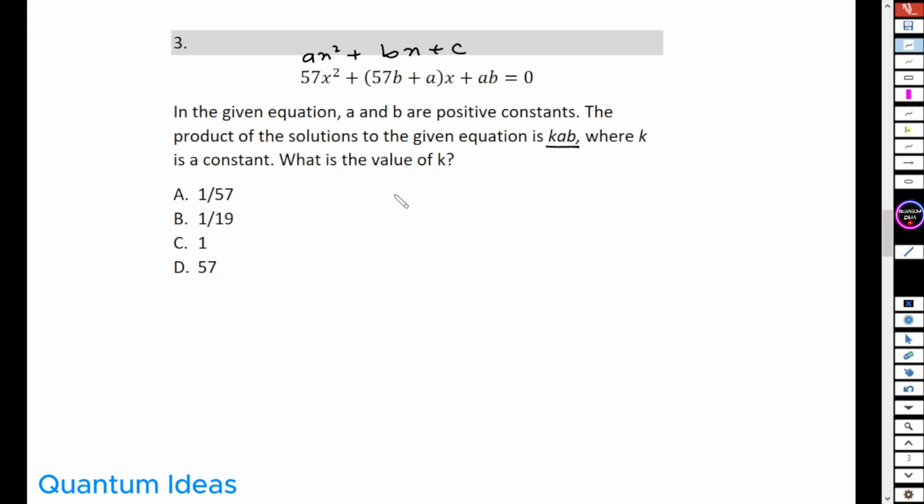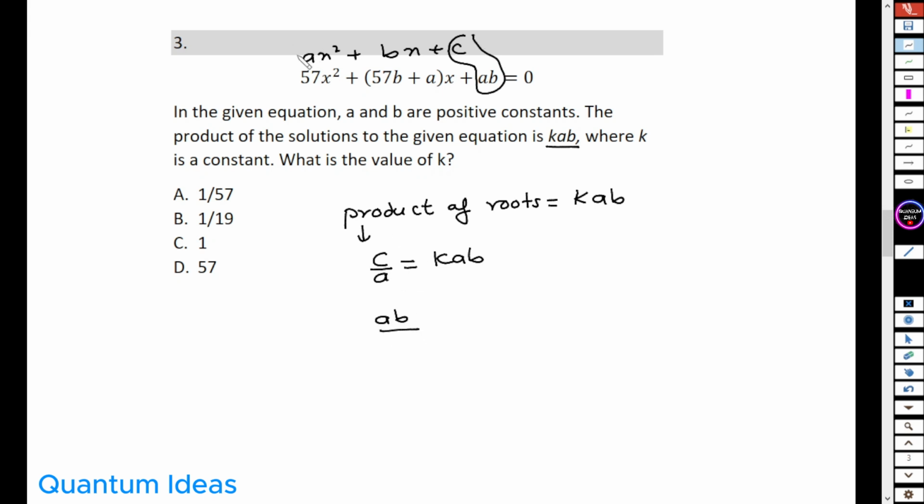Now we are given the product of its roots or solutions, that is kab. We know the product of the roots of a quadratic equation. So the product of roots is given by the question as k times ab, but by formula the product of roots is c by a, right? Equal to the given kab. So what is c? Compare, c is ab. So ab over a, which is 57, is equal to kab.